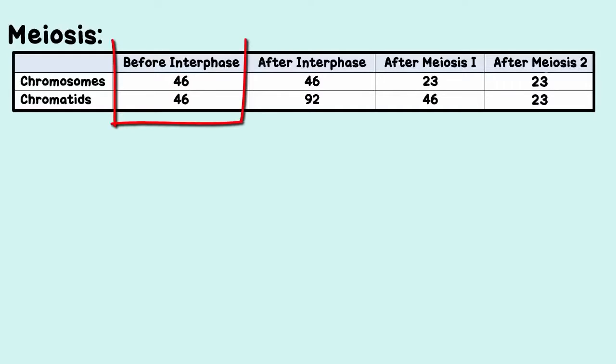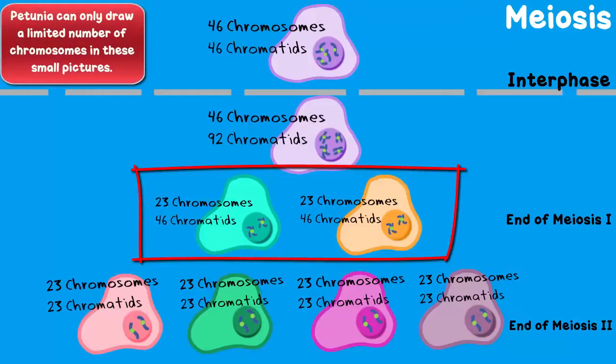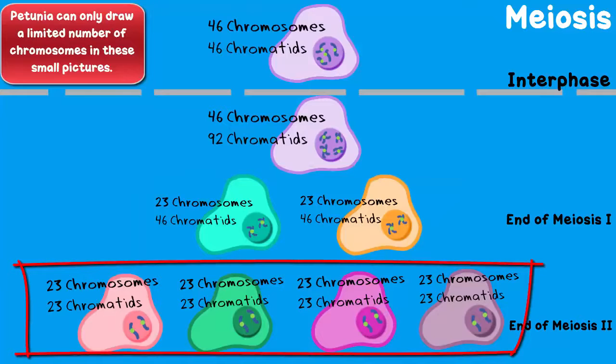We have 46 chromosomes in the starting cell, and right now they each have 1 chromatid, just like with mitosis. They duplicate in interphase, and we still have 46 chromosomes now, and there are 92 sister chromatids, just like we started with in mitosis. But at the end of meiosis 1, you have 2 daughter cells, and they each contain 23 chromosomes with 46 chromatids. At the end of meiosis 2, you have 4 cells that each have 23 chromosomes, 23 chromatids.